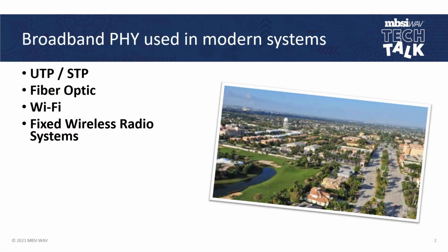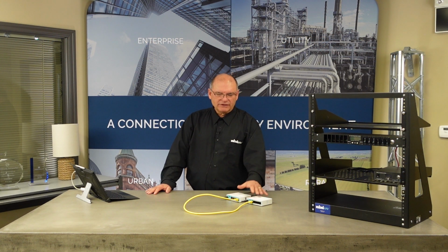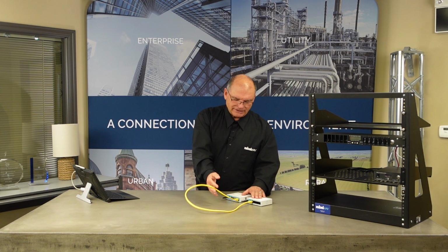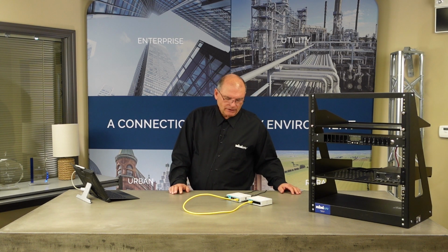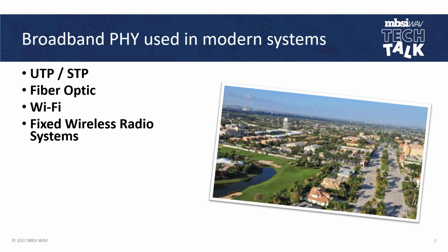So in modern systems, we have a number of different physical connections between devices that we commonly use. So UTP and STP, that's unshielded twisted pair and shielded twisted pair, are common between devices. I have a couple of routers sitting here on the table in front of me, and I have them connected together with a category 5 unshielded twisted pair cable. We also have fiber optics as a common method of interconnecting devices in modern broadband systems.